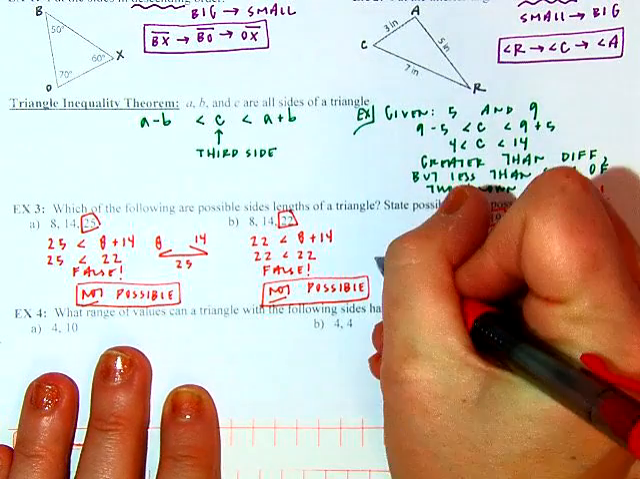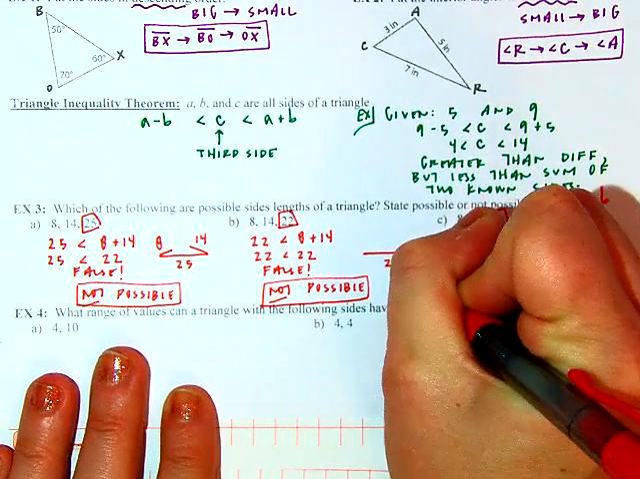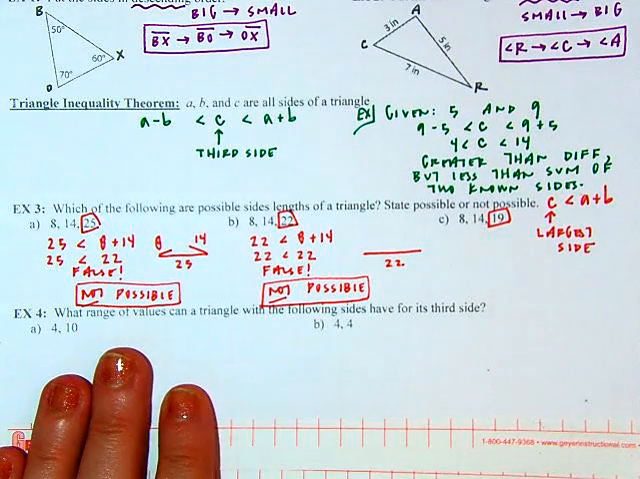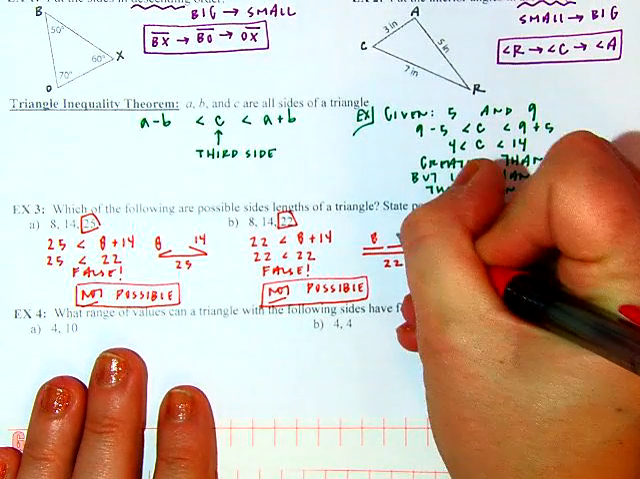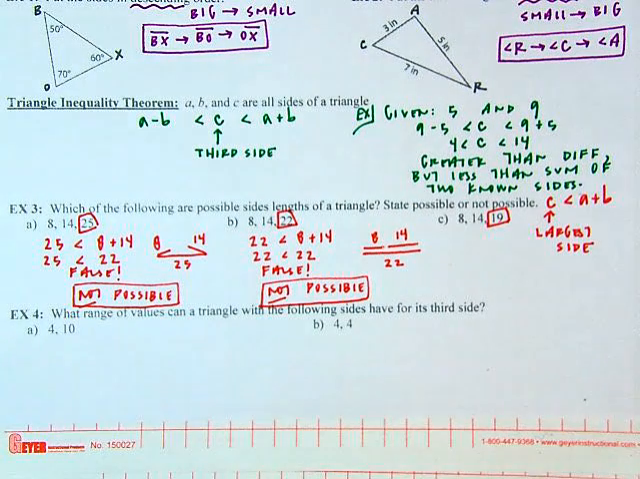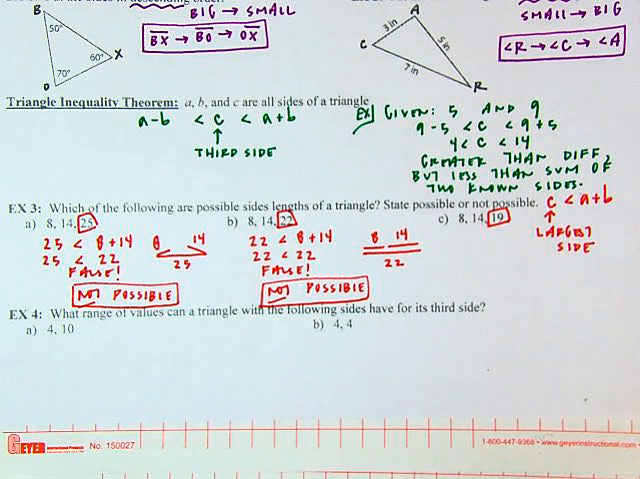And if I visualize it, here's my biggest side, 22. If I have a side that's 8 and 14, it's making me that straight pathway. That's not a triangle. That's not possible.